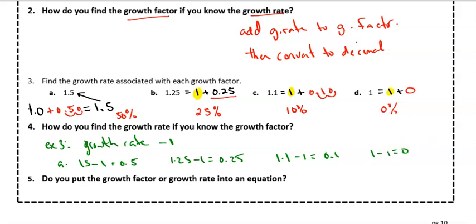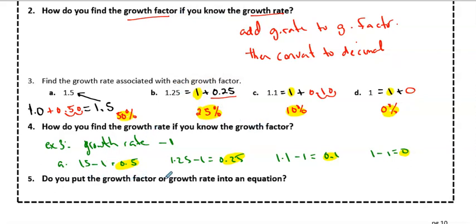So you could do it two different ways. You could look at it both ways there. If you like the subtraction part, that's nice. So 0.5, which is 50%, 0.25, which is 25%, 0.1, which is 10%, and 0, which is 0%. And that's how you find your growth rate given the growth factor.